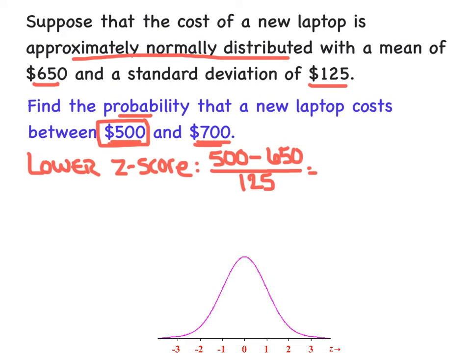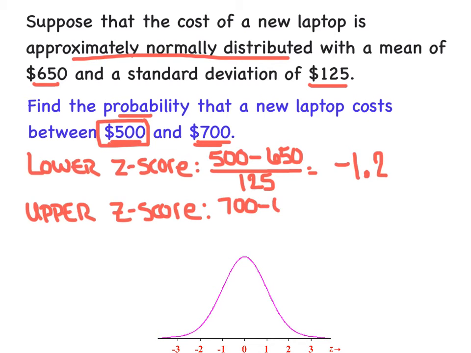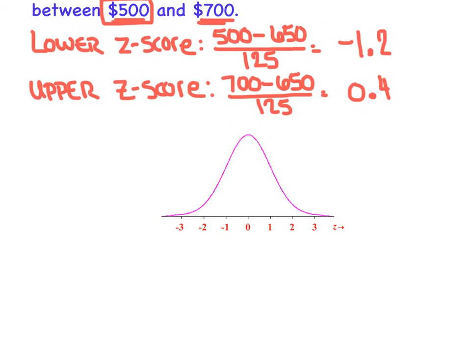And that makes my lower z-score negative 1.2, which again means 1.2 standard deviations below the mean. Now my upper z-score, I'm going to take the $700, and the first thing I do with my 700 is, again, subtract off your mean and then divide by your standard deviation. So I got 50 divided by 125, which turned out to be 0.4. So these are my two z-scores, and I want to shade in the particular region.